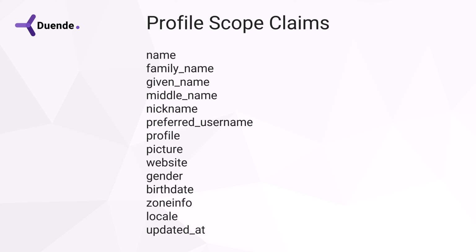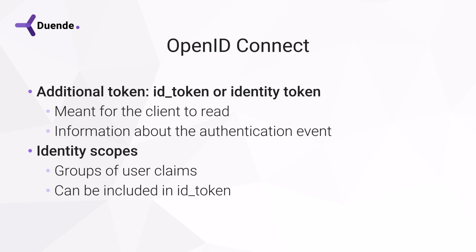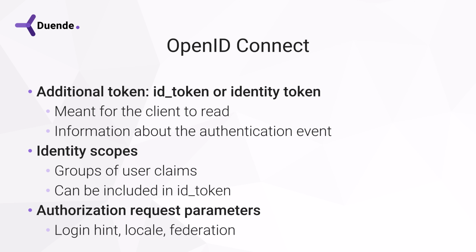For example, the profile scope. That is defined in the OpenID Connect standard. It consists of the first name, last name, and a couple of more identity-related claims. Apart from predefined scopes, custom scopes are also allowed. There are also request parameters that are added by OpenID Connect, like login hints, which let the authorization server know how to handle the login, and locale with region information.